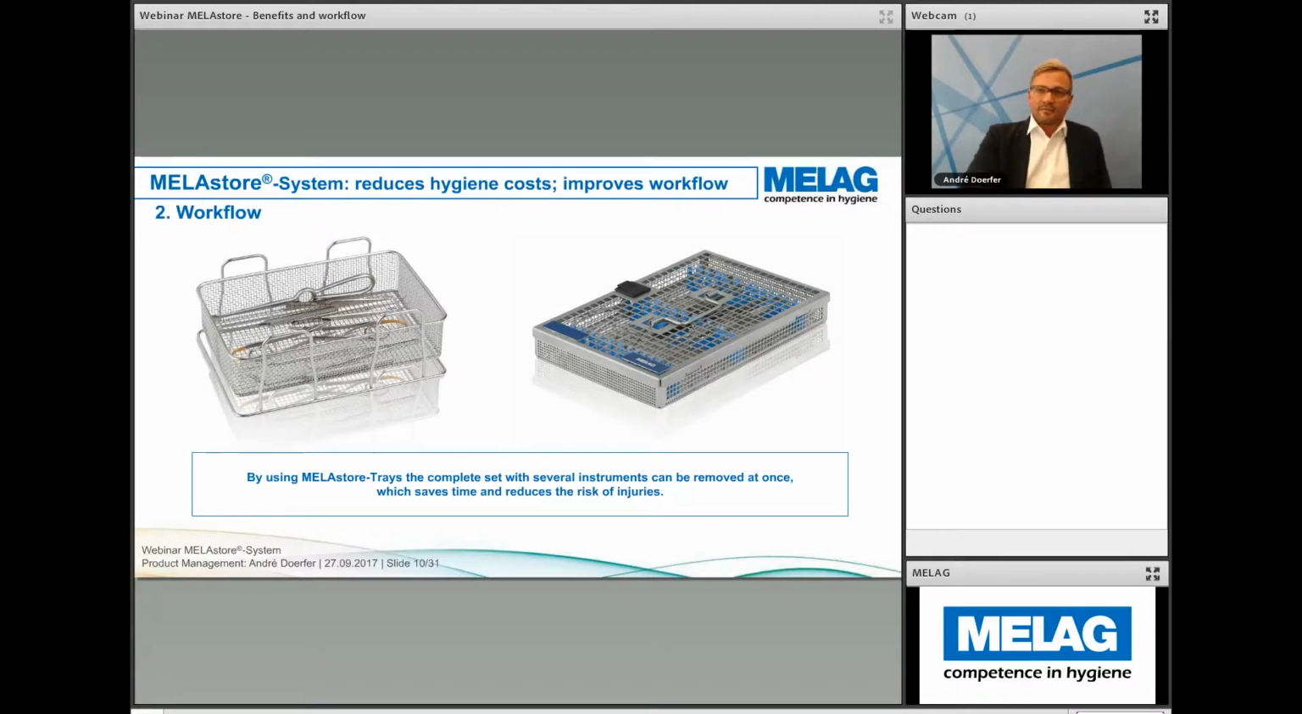After cleaning, disinfection, and drying in MELAtherm, the instruments and MELAstore trays can be taken out. On the left-hand side, every single instrument has to be removed individually and checked visually. By using MELAstore trays, the complete set with several instruments can be removed at once. Afterward, the MELAstore tray is opened and the cleaning results are checked visually. At this point, it is now clear that the removal of the wash trace from the MELAtherm is much faster, less complicated, and safer.